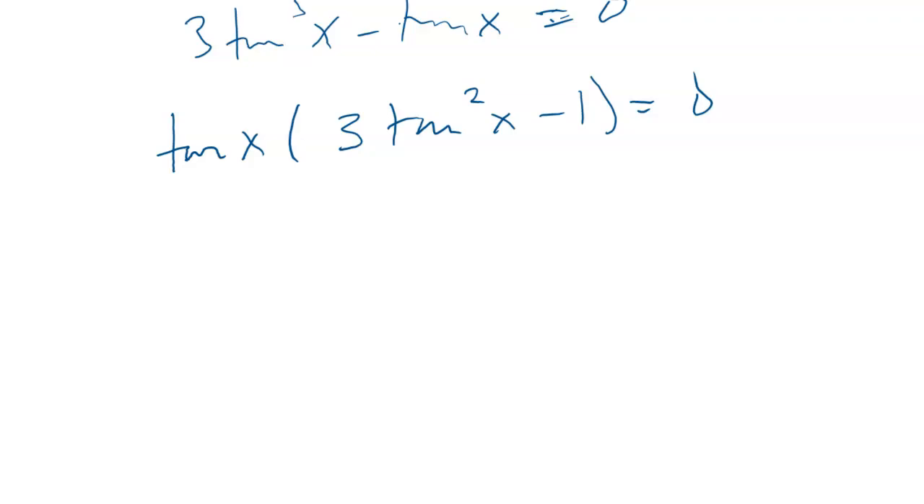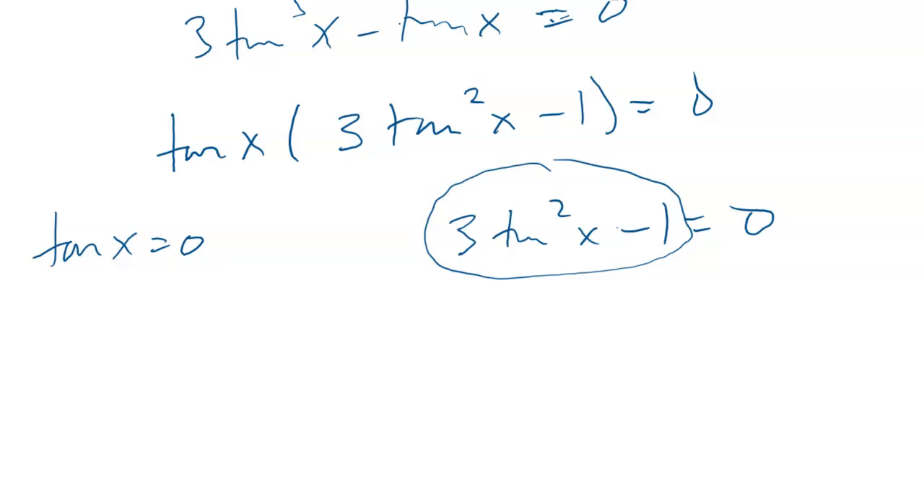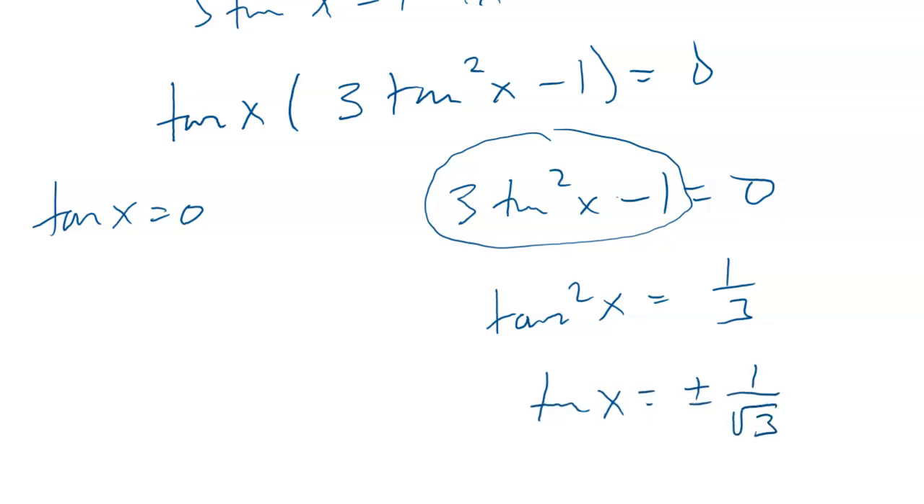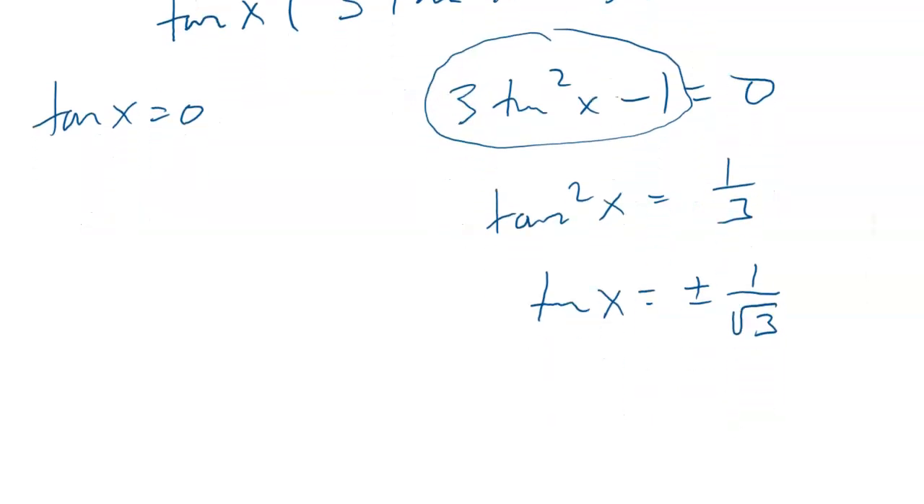I'll set each factor equal to 0, so I got tangent x equals 0. And 3 tangent squared x minus 1 is equal to 0. Be careful with this one. This is going to produce 2 answers, and I'll show you real quick. This is going to be tangent squared x is equal to 1/3 when you solve for tangent squared x, and you'll get tangent x is equal to plus or minus 1 over the square root of 3. All right, so then let's get some answers.